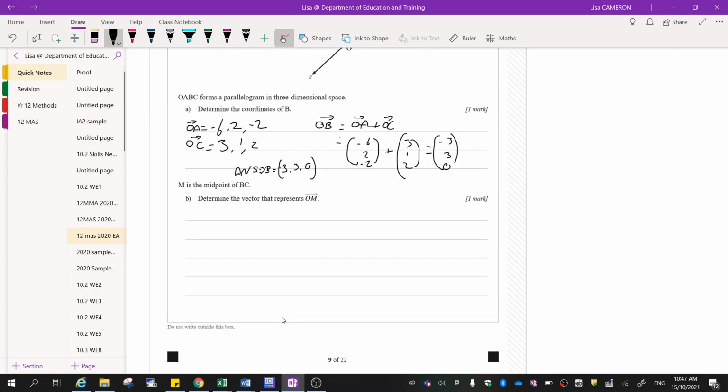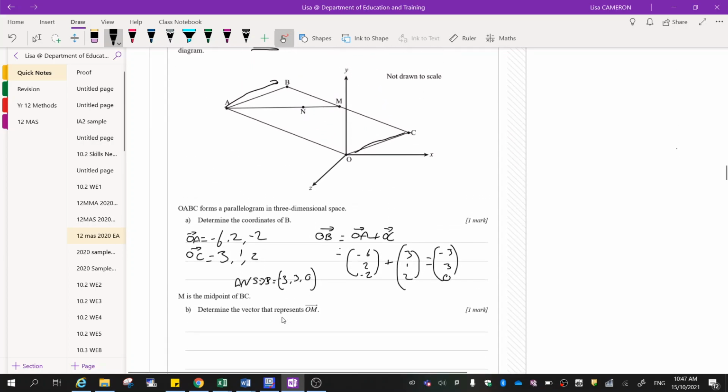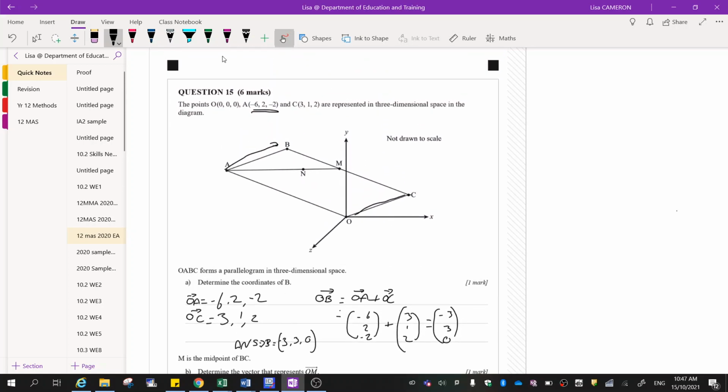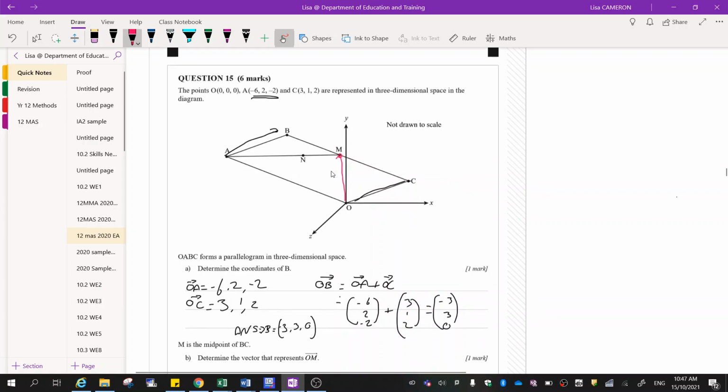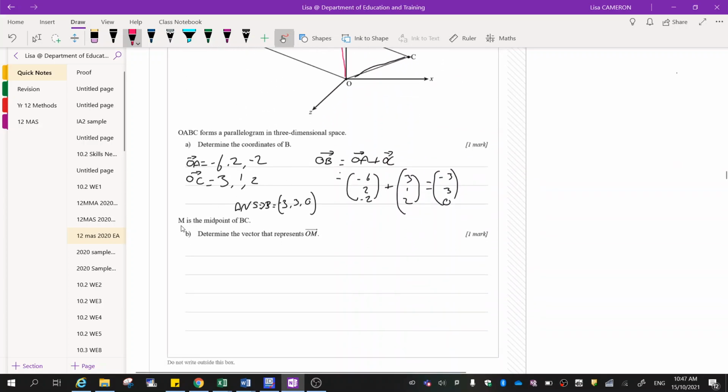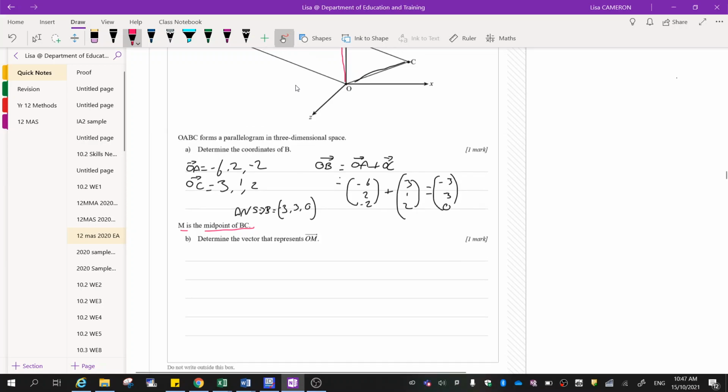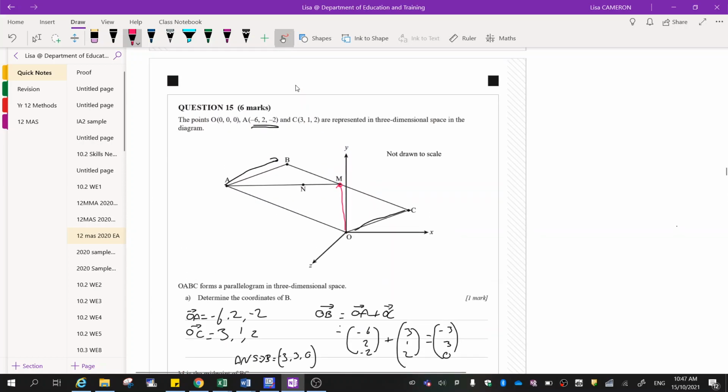Now, determine the vector that represents OM. Okay, so OM is, how do I change the colors? Let's go. Pretty little pink color. It's from there up to there. Where M is the midpoint of BC. Okay, so in order to do this one, that's right, I'm doing it on the wrong touchpad. In order to do this one, you need to find out what BC actually is.